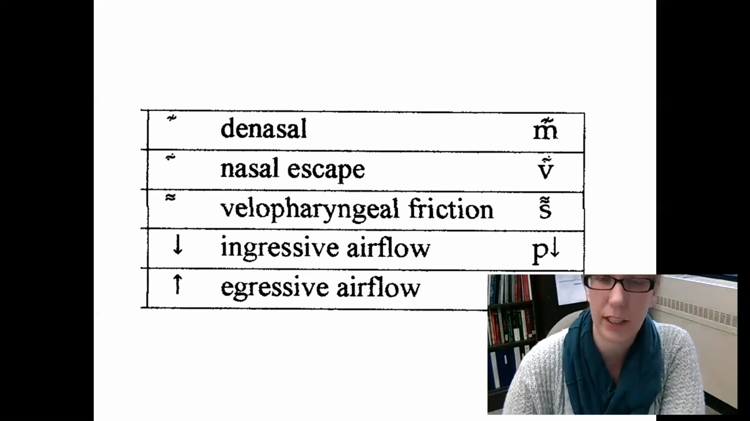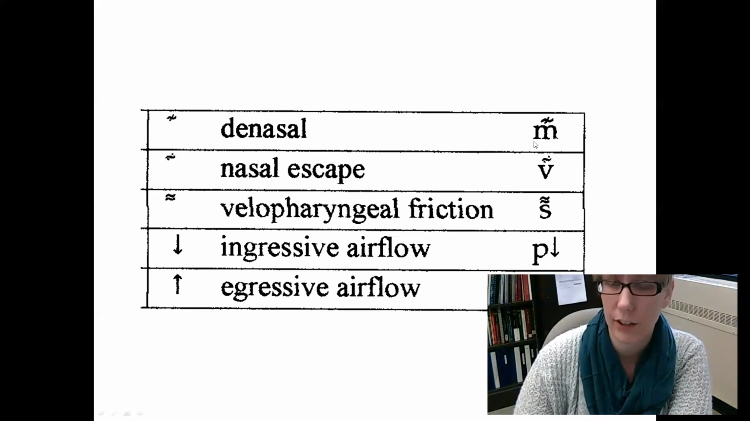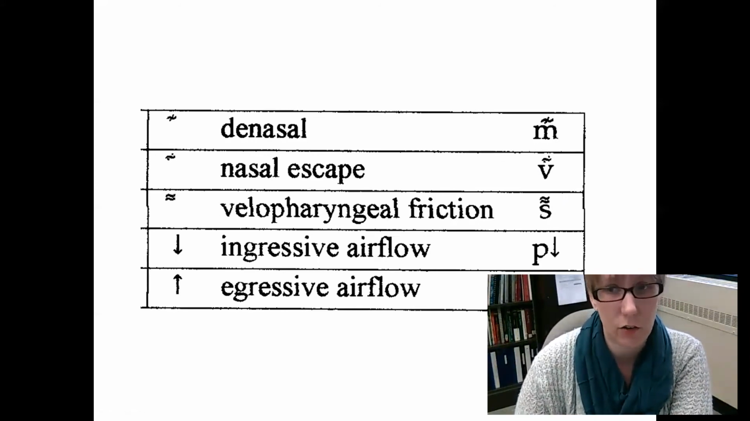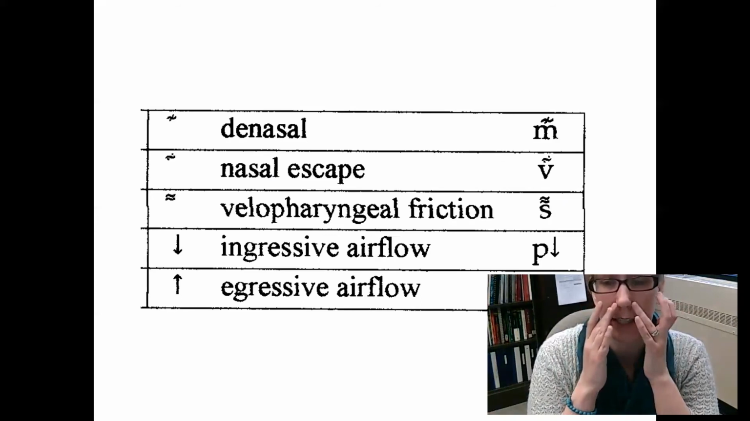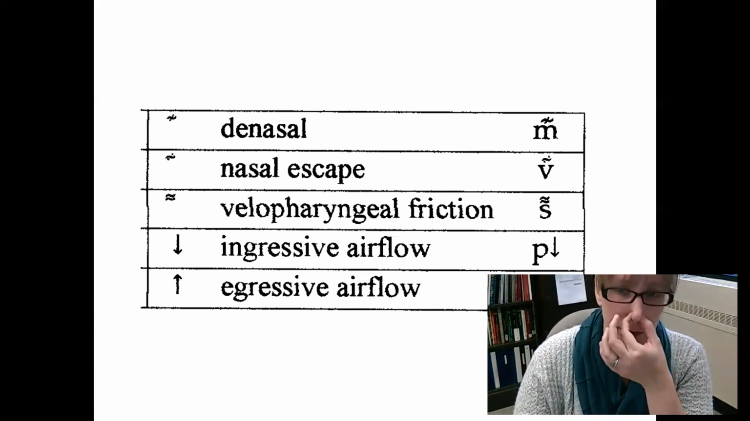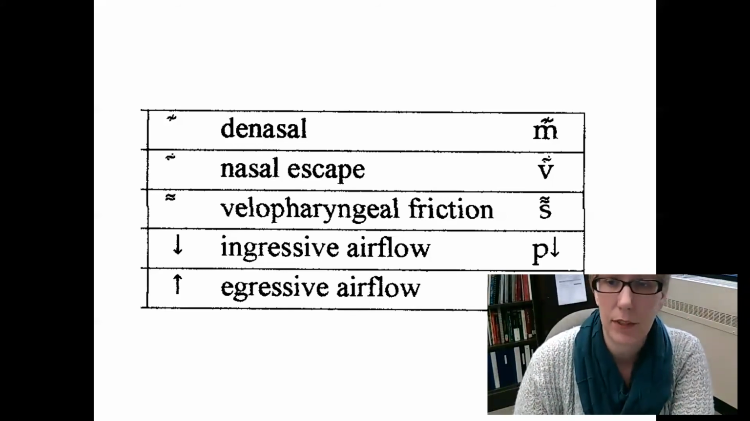Okay, moving on. We've talked about nasal narrow fricatives. This is where we have this nasal escape, so some sort of frication noise that's not normally there. Air is escaping through the nose. We talked about that before, but sounds also can be denasal. That sort of sounds like when you have a cold, so your nose is plugged up. Here I'm doing it manually, but if sounds are denasal, you can indicate that by writing a tilde and sort of crossing it out.